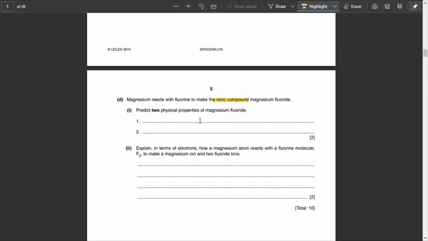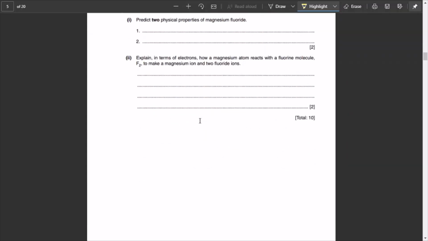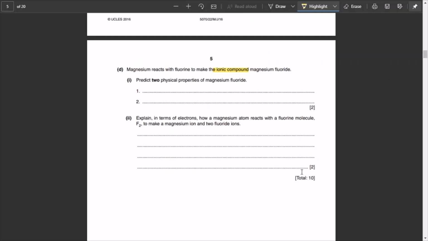Moving on to part 2, explain in terms of electrons how a magnesium atom reacts with a fluorine molecule F2 to make a magnesium ion and two fluoride ions. It is because magnesium loses 2 electrons and fluorine gains 2 electrons. In this way, they form an ionic compound. It was 2 marks, and this was a pretty easy question and you can easily score 10 marks.